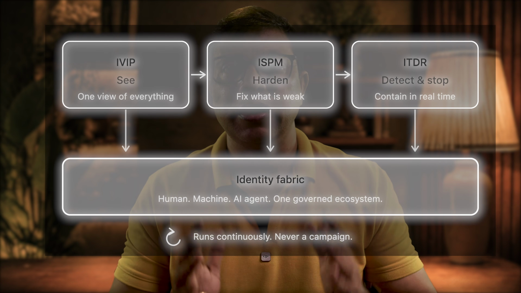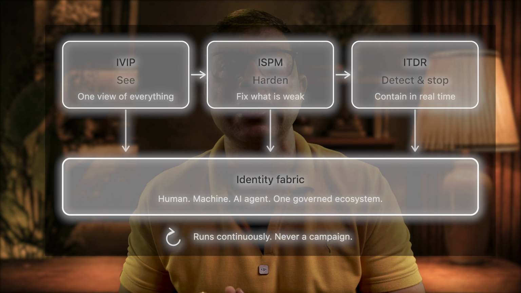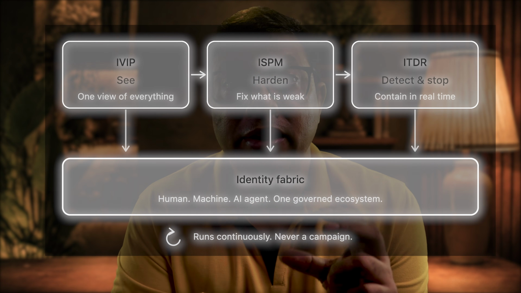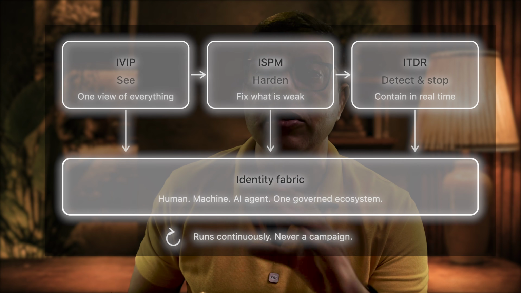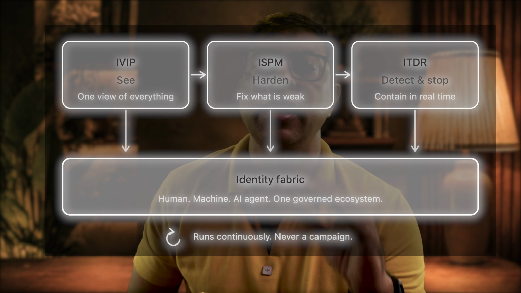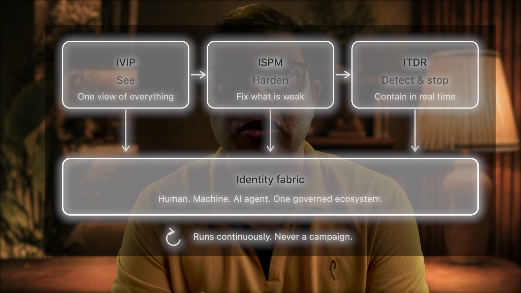That is the convergence Gartner identified this July, and the industry has a name for the result, the identity fabric. One connected layer that governs every identity in your organization as a single ecosystem. Humans, machines, AI agents, everything. And I want you to notice what has actually changed here.